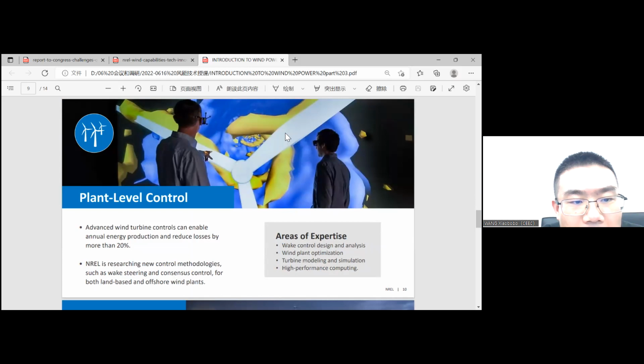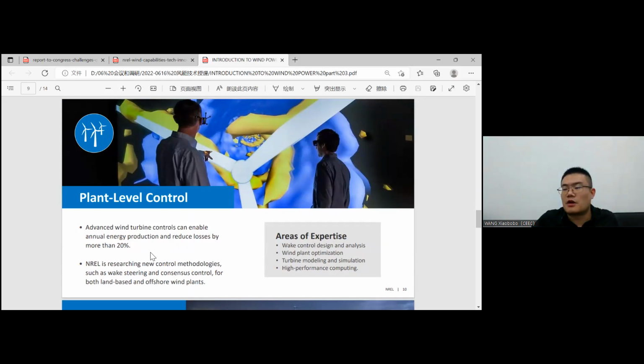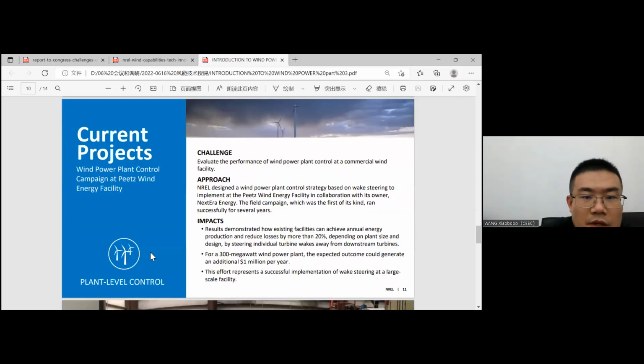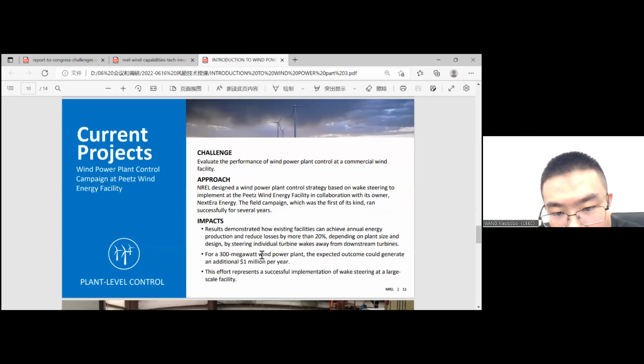Okay, the next one is plant level control. Especially, advanced wind turbine controls can increase annual energy production and reduce losses by more than 20%. The number from our currently operating plants' feedback is even 25%. So we can have different technology. For example, with the application of a plant level control algorithm, a different regulation system for a 300 megawatt wind power plant is expected to generate an additional $1 million per year. And that's very beneficial, very good feedback.